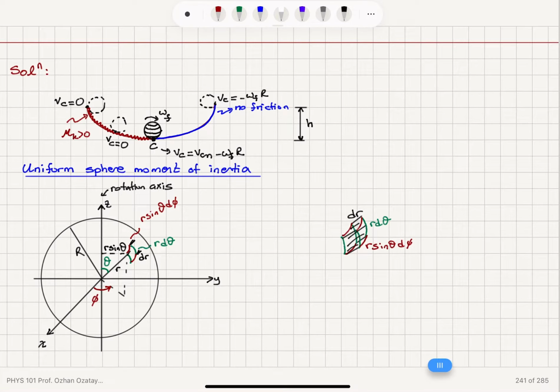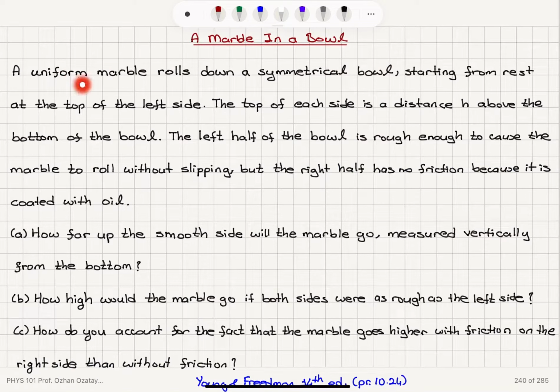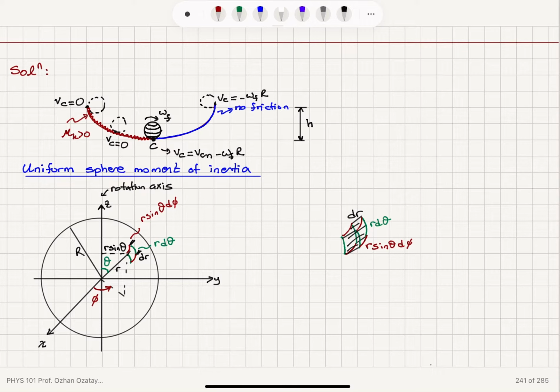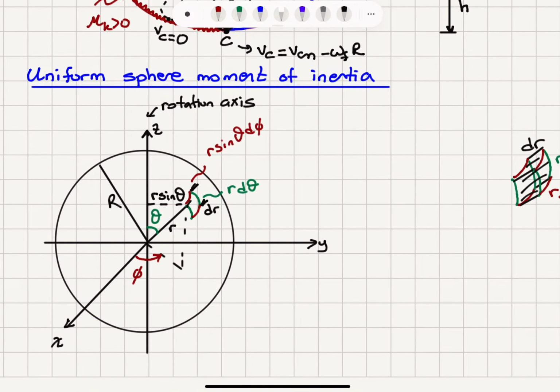So we want to start with the uniform sphere moment of inertia, because the marble is a uniform spherical shape. So it's going to be basically the moment of inertia of a sphere we have to consider. Now, when you concentrate on a sphere, you can see that we have the polar angle theta, azimuthal angle phi with respect to the x-axis, polar angle theta with respect to the z-axis.